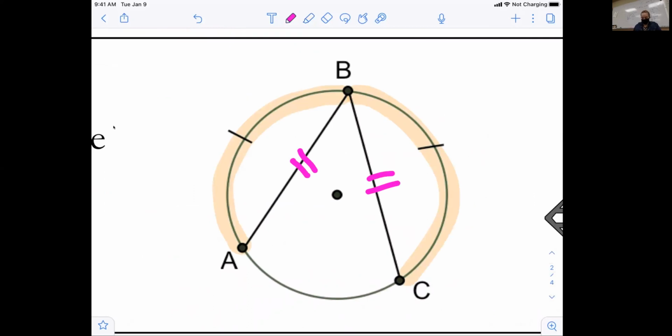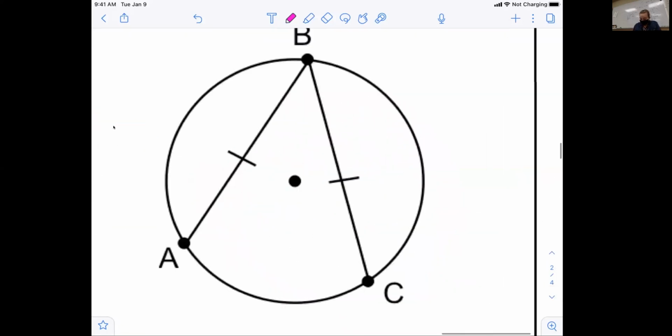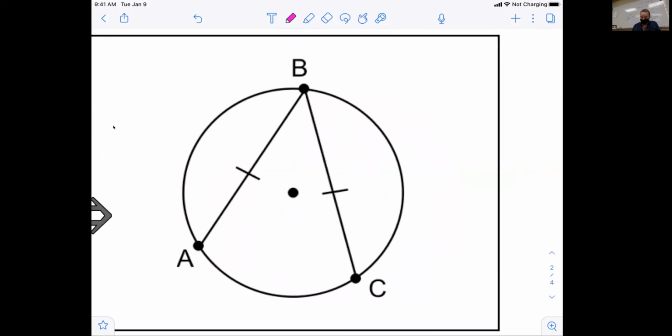If I know that the arcs are congruent, like what's marked here, then I can say, yes, AB and BC, those chords are congruent. I can also go backwards and say, okay, well, if I know chords AB and BC are congruent, then I also know that the arc lengths of AB and BC are congruent. You guys okay with that? All right, let's do a few examples with that.